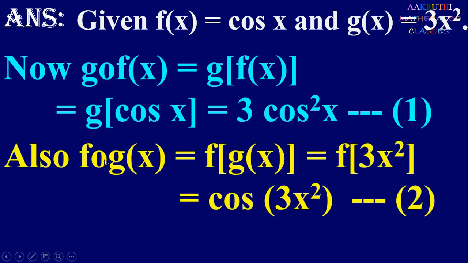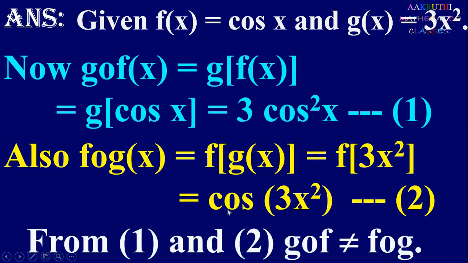So next we find f composite g of x. It is f of g of x. Now first we find g of x. It is given g of x is 3x square. So it is f of 3x square. Now it is of the form f of x, and it is given f of x is cos x. Now in place of x we have to write 3x square. So therefore it is cos of 3x square. Therefore f of 3x square is cos of 3x square. In place of x you have to write 3x square. So therefore f composite g of x is cos of 3x square.